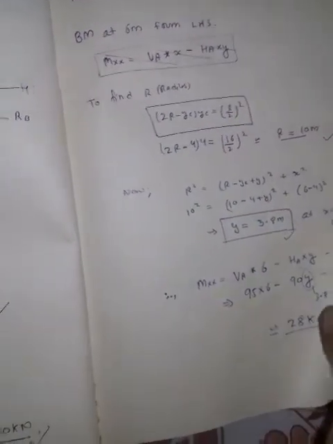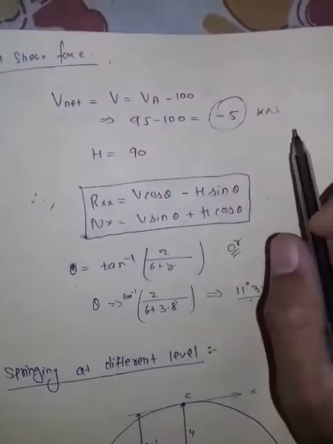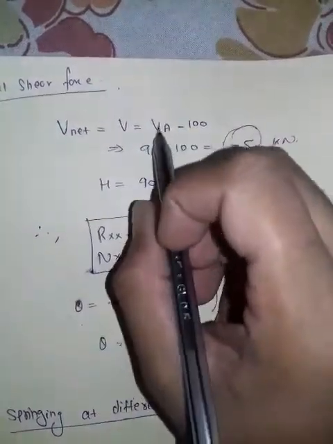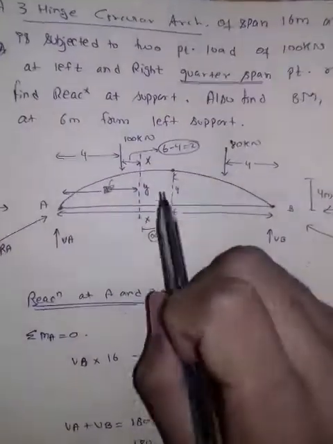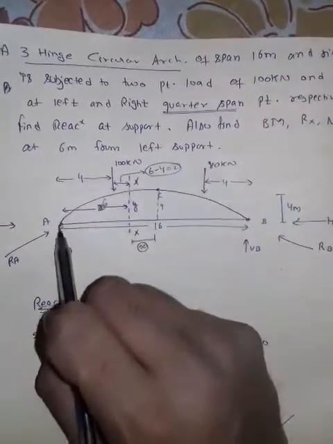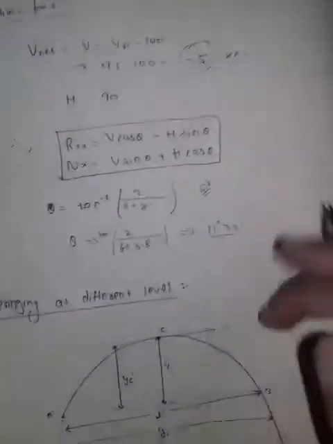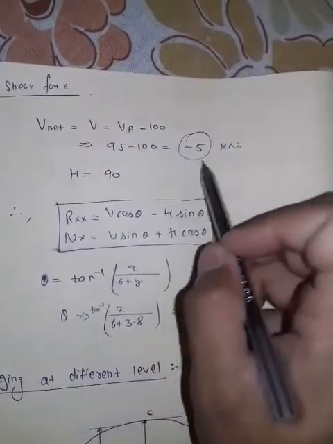So before we calculate the radial shear and the normal thrust, we also calculate the V net, that is the vertical net shear force. So V net is equal to Va minus total vertical load. On the left hand side part, because we are considering the left hand side part according to the question, so Va minus this 100 kilonewton load, and the Va value is 95 kilonewton, so V net is equal to minus 5 kilonewton.